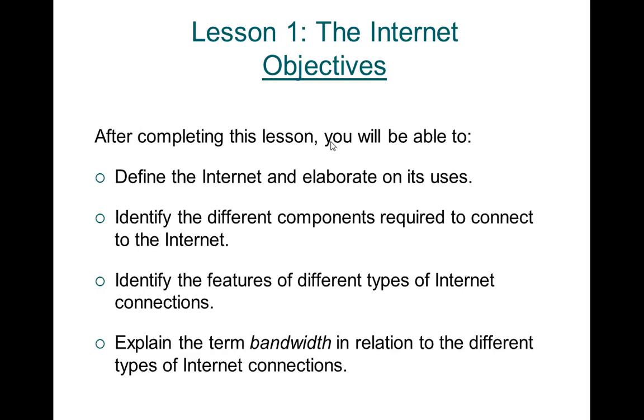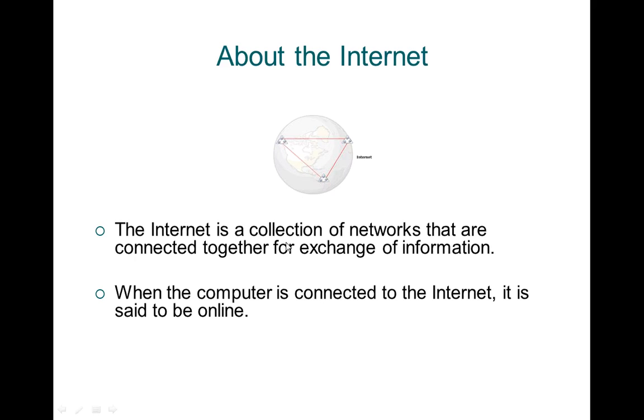Then third is how to identify the features of different types of internet connection. Then at last, explain the term benefit in relation to the different types of internet connection. Meaning at the end of the chapter, you will be able to answer all 4 points. Now let's start. What is the internet? That is about the internet. This is a diagram for the internet.